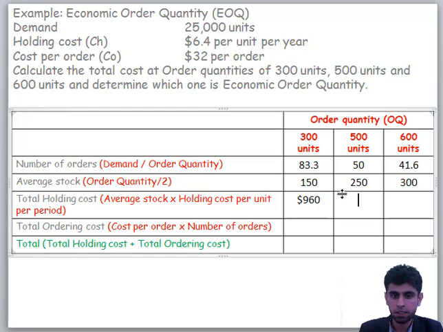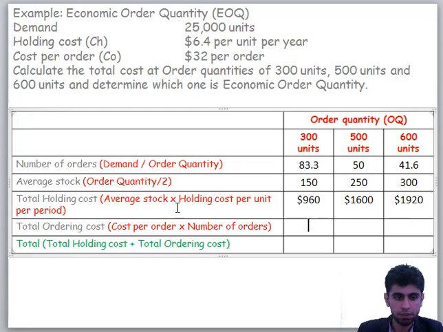Similarly, if you do the calculation for 500 units, your total holding cost is going to be 6.4 times 250, which is equal to $1,600. If you do the calculation for 600 units order quantity, it's going to be 300 times 6.4. So it's going to be 1920. Now let's calculate the total ordering cost.